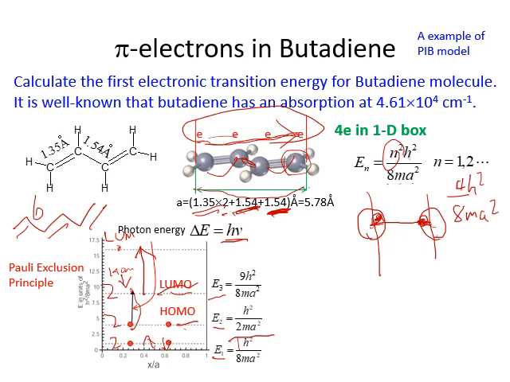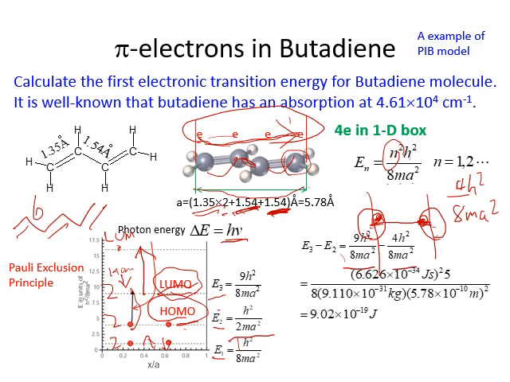Now in this case, we have 4 electrons. So the second one is the HOMO, and the third one is the LUMO. Therefore, the delta E is between the second one and the third one: the energy of the third energy level minus the energy of the second level. Plug in every constant, Planck constant, mass of the electron, the length of the box, and that gives you 9.02 times 10 to the minus 19 joule.